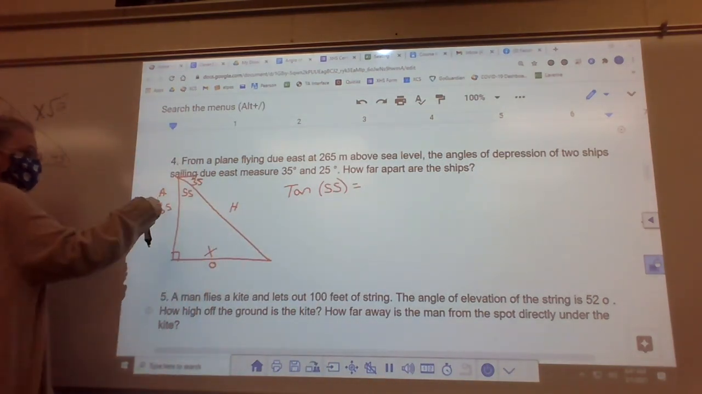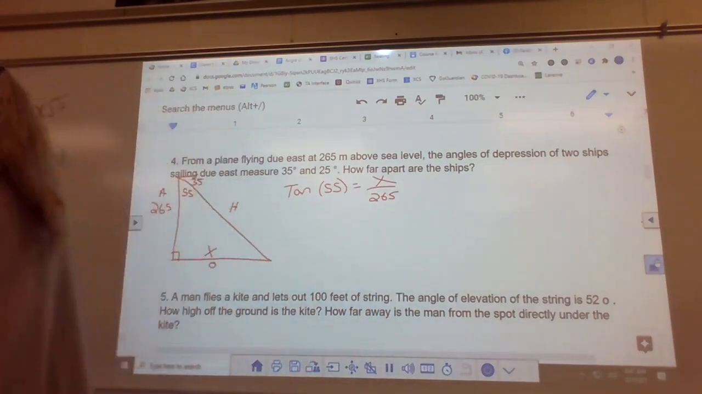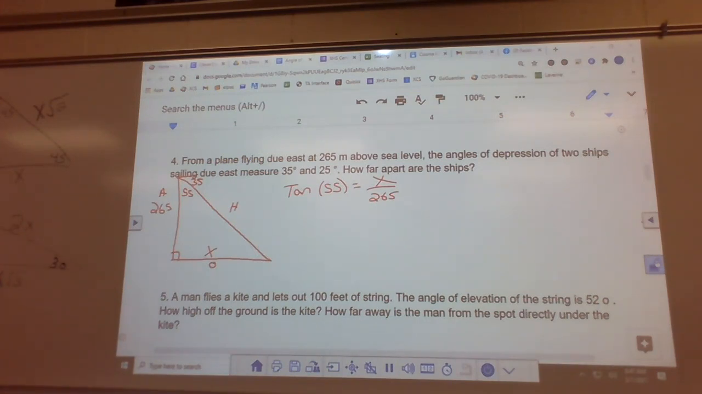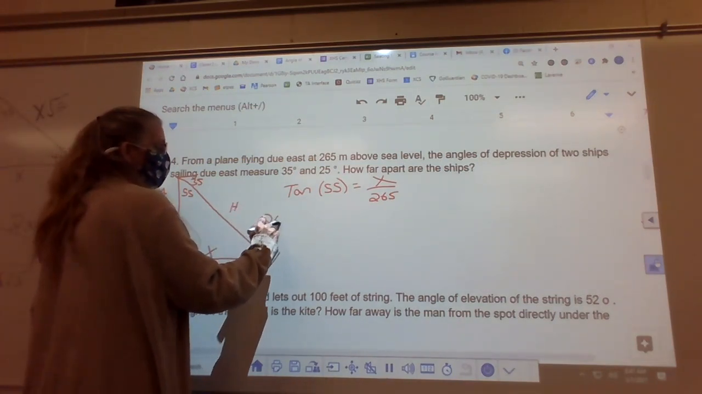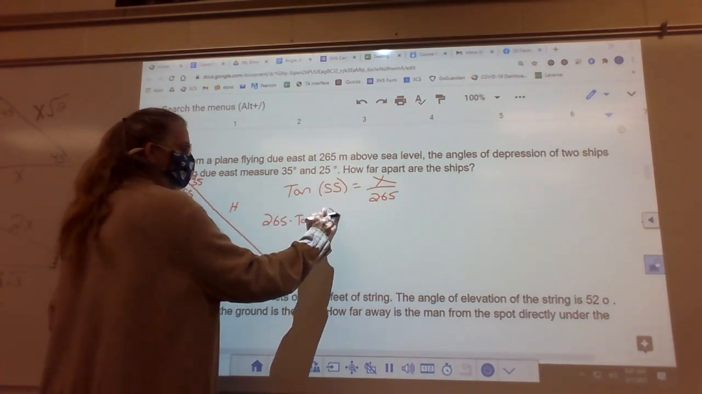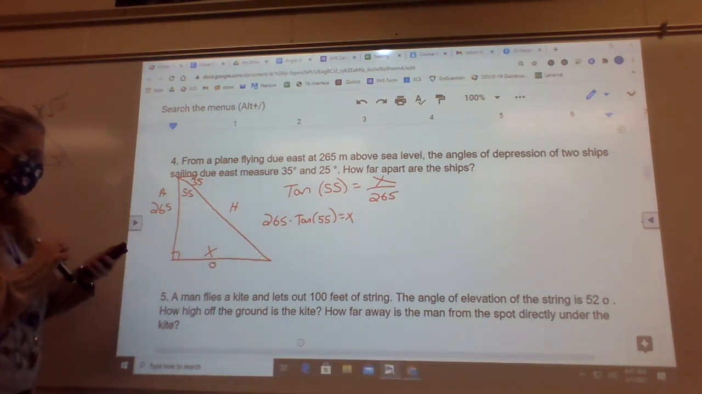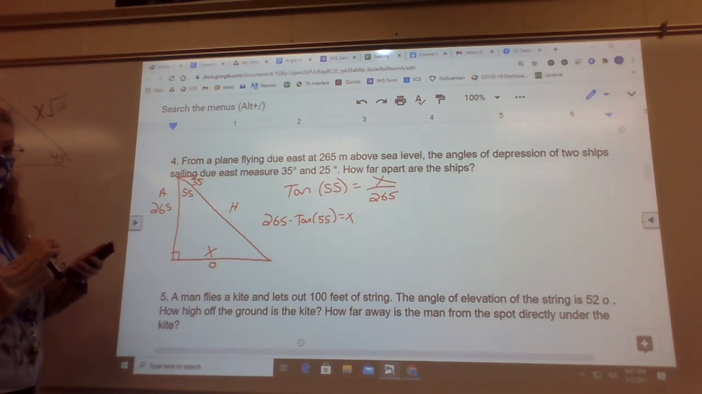OA, x over 265. That's my set. We'll just multiply by 265. So 265 times tan 55 equals x. 78.5 something, so 79. 265 times tan 55. 378. That's what I got.